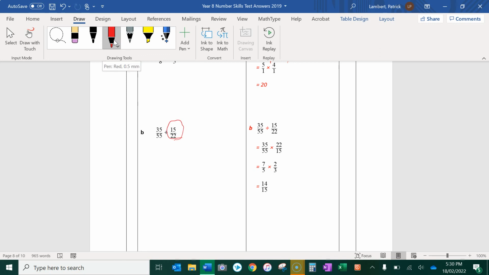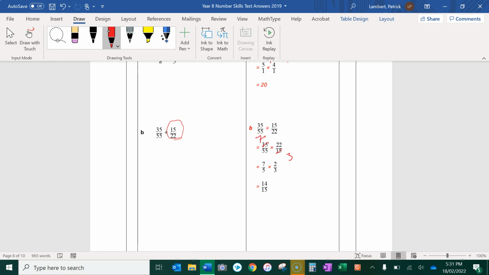Now we invert and multiply the second fraction. So 35 divided by 15 over 22 becomes 35 over 15 times 22 over 15... And again, you can cancel this down. This goes into itself once. 5 goes into that 3 times, I should say. Okay, 5 goes into that 3 times, and into that 7 times. So that becomes 3, that becomes 7.